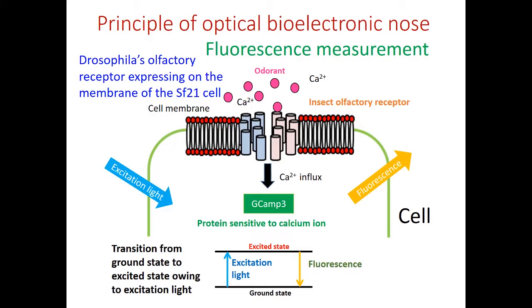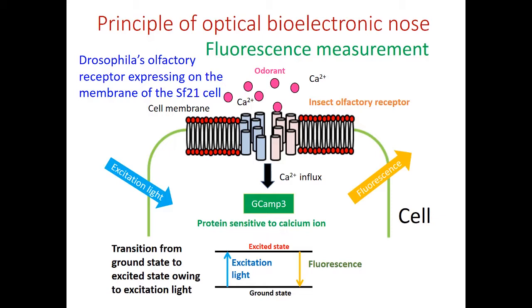This is another cell, Sf21 cells. This can capture odorant molecules, after which the ion channel opens, and calcium ions flow in. A protein is already introduced using a transfection technique, and its name is GCaMP. This is a protein sensitive to calcium ions. It has fluorescent molecules, and when excitation light comes in, fluorescence light also goes out. When odorant molecules are captured, the calcium ion concentration increases, and then the fluorescence increases. So the fluorescence intensity change is the output of these sensors.